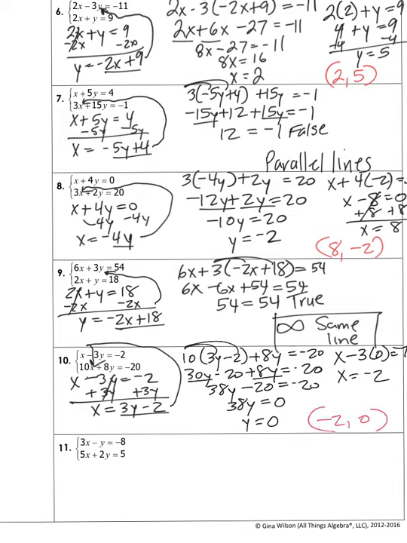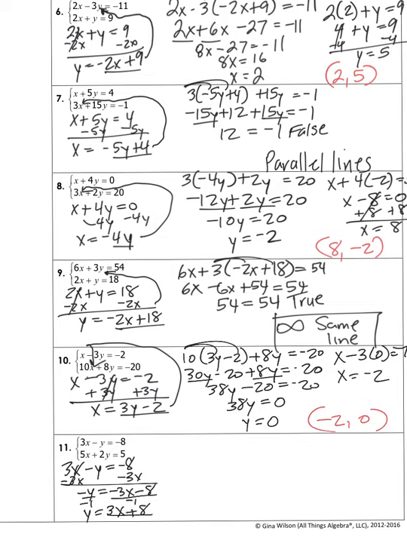And the last example. Both of these are two-step, but I'm going to solve the first one. 3x minus y equals negative 8. I'm going to solve for y. Subtract 3x from both sides. Negative y equals negative 3x minus 8. And divide by negative 1. And y equals positive 3x plus 8.